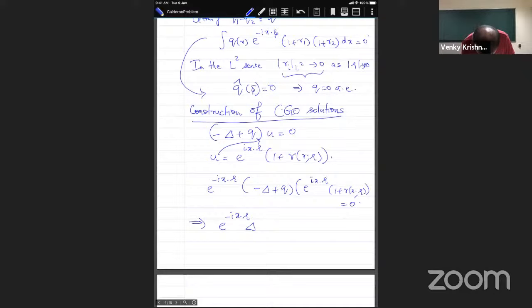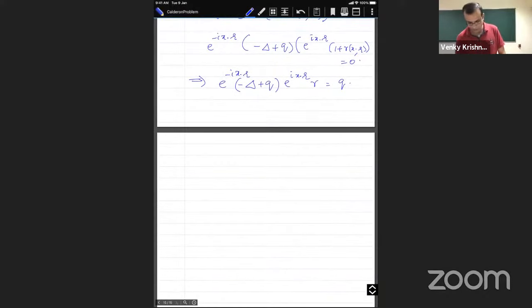Yeah, minus Laplace plus Q of e to the i x dot zeta R, and that's equal to what remains, Q, correct? Right. So now, if I want to show the existence of this R, obviously this R depends on the zeta that you choose over here. Okay.